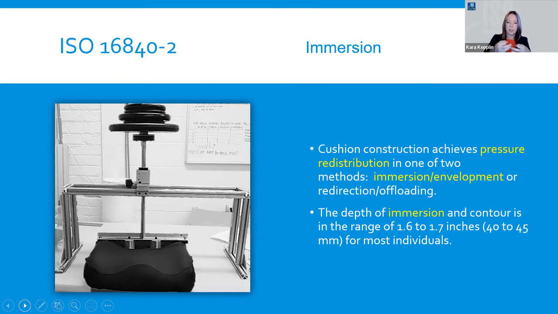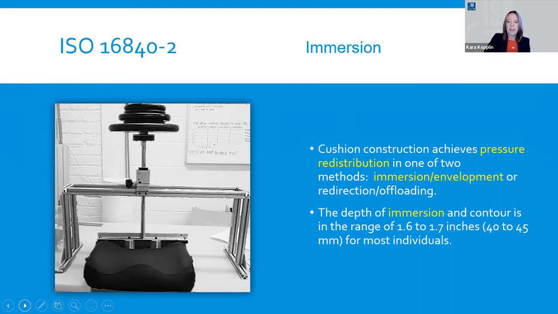You can see there are 4 cylinders in the center that represent the ITs, and there are 2 buttons at the perimeter that represent the greater trochanters. So this indenter is placed on top of the cushion, and a load is applied, and that indenter sinks into the cushion, and you can measure that depth of immersion.